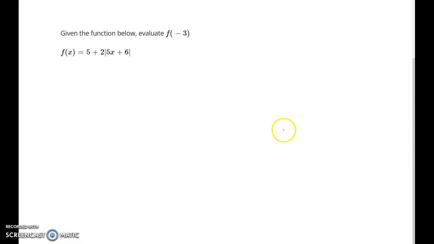All right, we're going to look at this problem. Given the function below, evaluate f of -3. So something important whenever you have a negative especially, make sure you put it in parentheses. So I'm going to write this out.